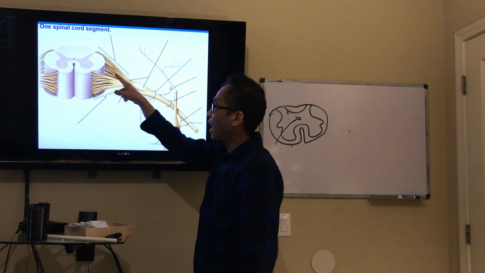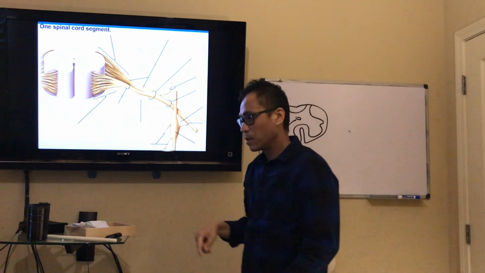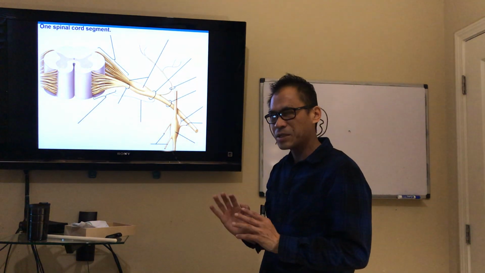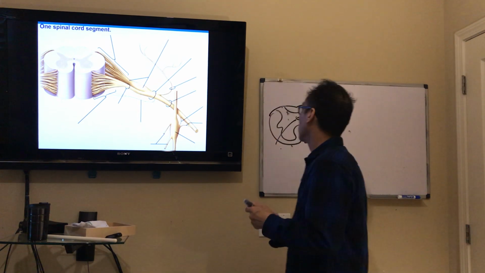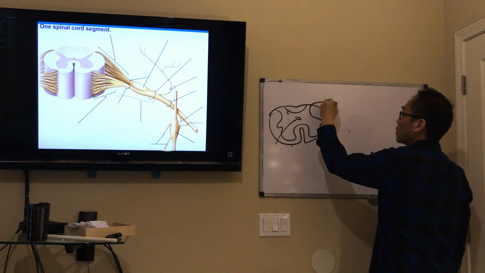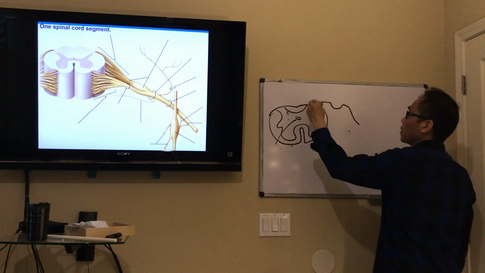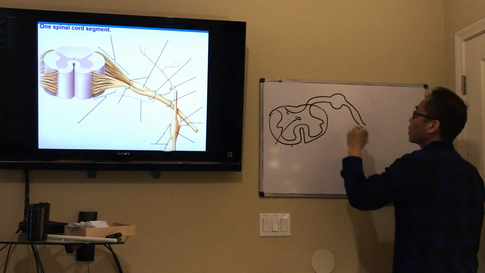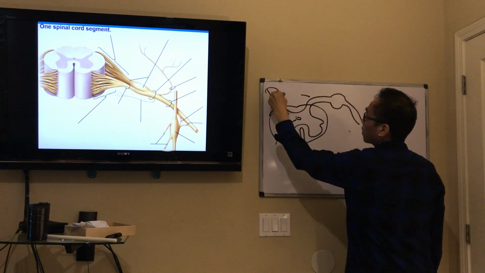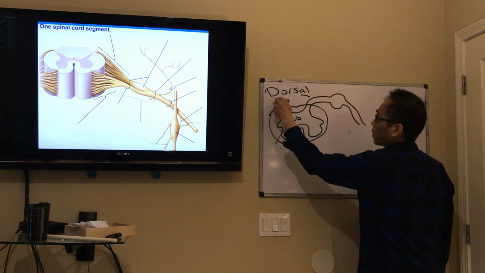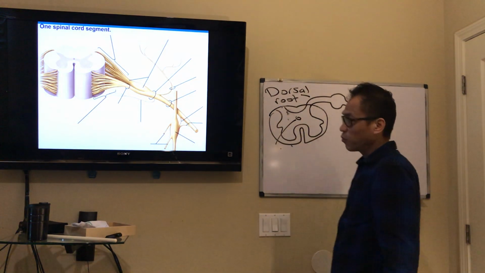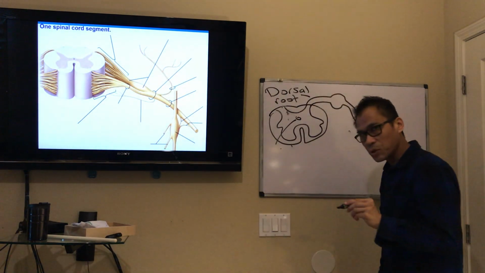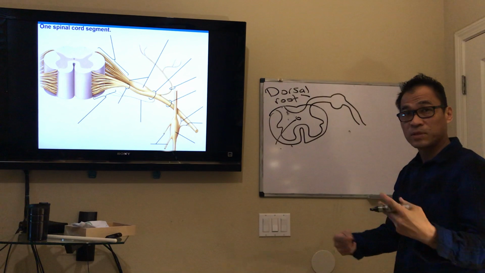So let's start with this top root here. This is called the dorsal root, okay? Or sometimes it's called the posterior root. I tend to use dorsal. There's a nerve root coming off down here. That's the ventral root. Notice dorsal root and ventral root merge to form spinal nerve.